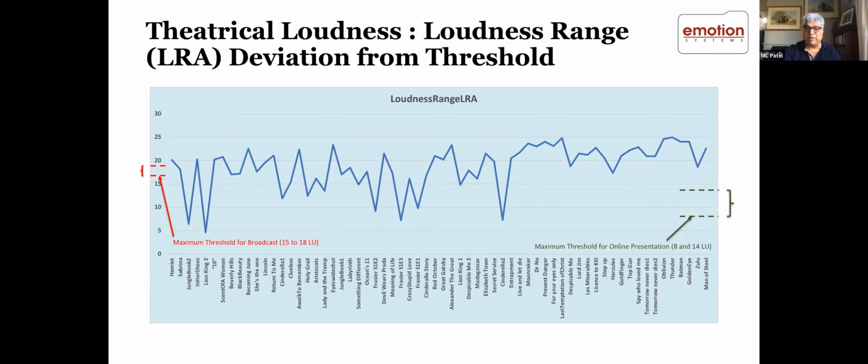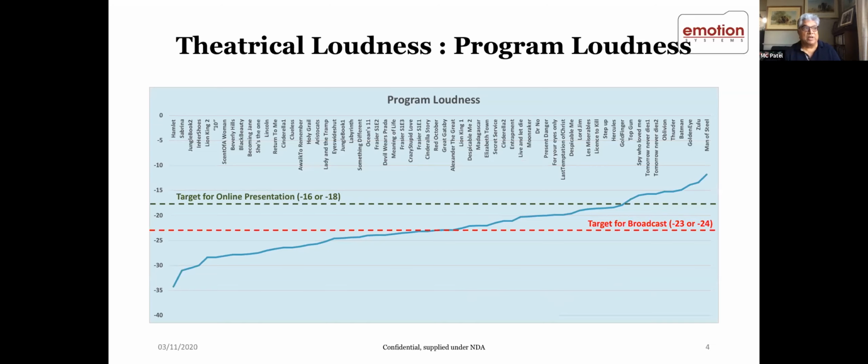If we now look at the program loudness, you can see that the program loudness also varies. So here's some of the special, like GoldenEye, Zulu, Man of Steel, a program loudness of -12 or 13. And at the other end, you've got Hamlet and Sabrina. So this is a bunch of my DVDs that we did some analysis on. And what we're trying to do is get that target to -23 here, and for online presentation, -16 or 18. So you're trying to meet both these challenges.